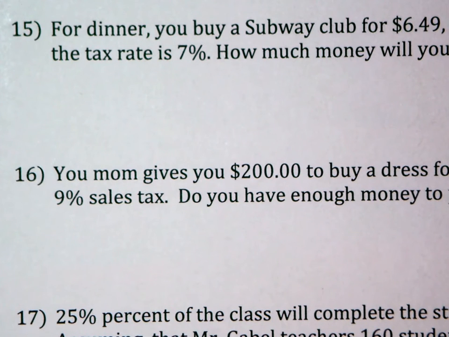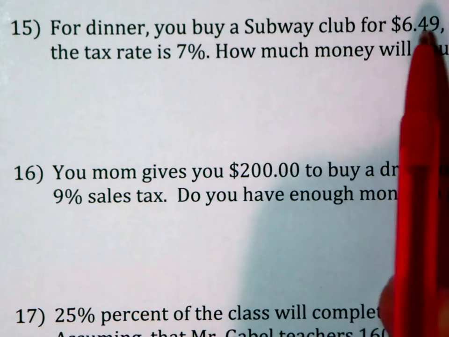Problem number 15. For dinner, you buy a Subway Club for $6.49, a bag of chips for $1.25, and a soda for another $1.25. Assuming the tax rate is 7%, how much money will you need in order to pay for this meal?